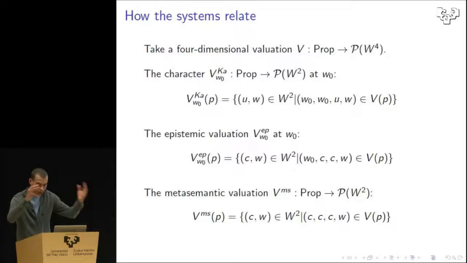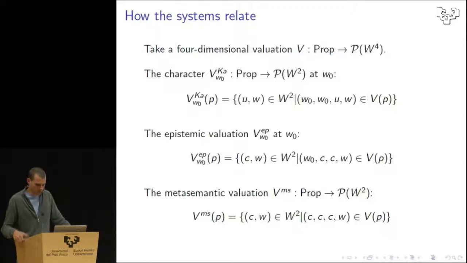So we could now take a four-dimensional model, that is, an evaluation which assigns to sentences quadruples of worlds. And now inside of this model, we can find different two-dimensional models, and where they are inside of this four-dimensional model depends on what kind of interpretation of the two-dimensional framework we are using.